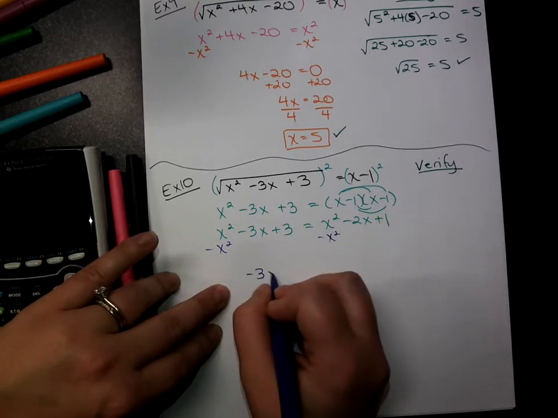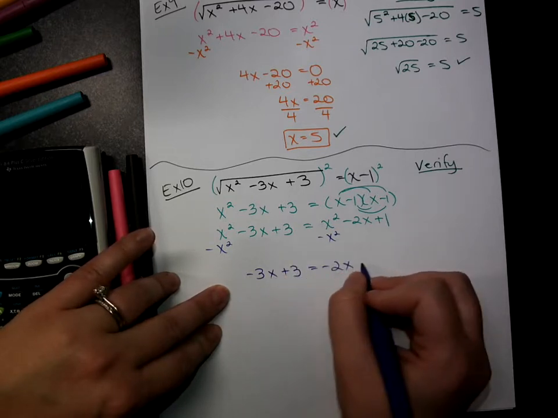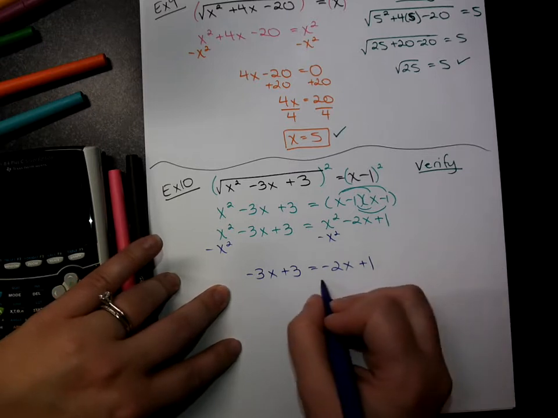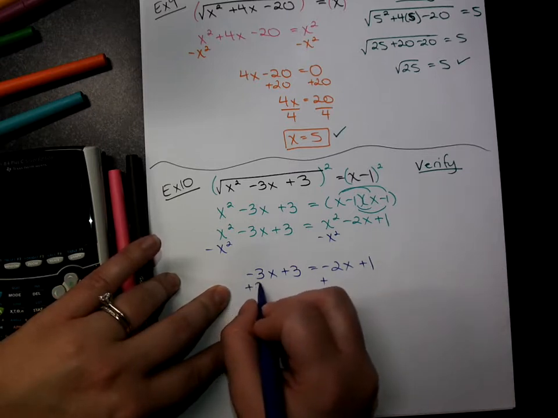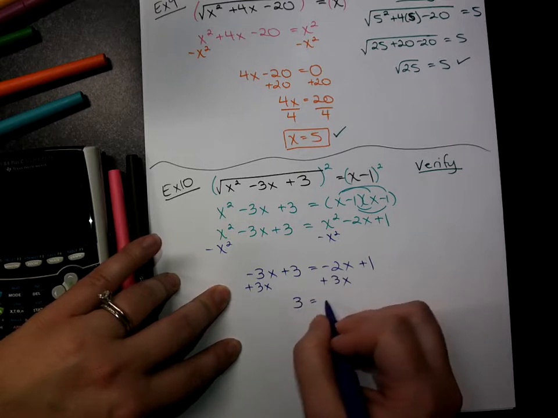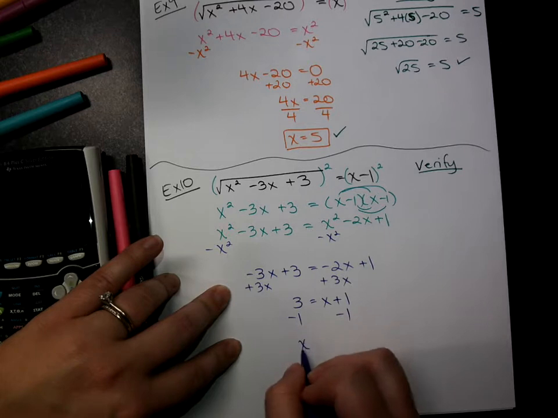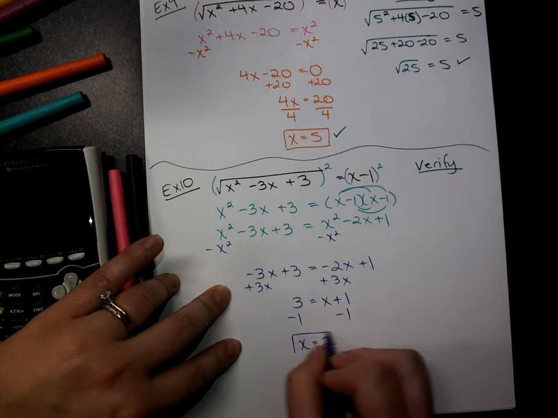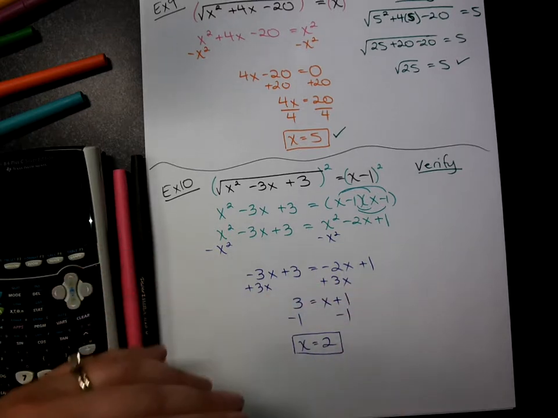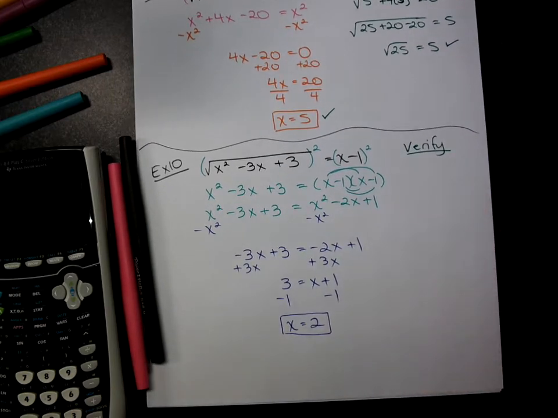So I really just have negative 3x plus 3 equals negative 2x plus 1. So I think I'll add 3x to both sides. You can solve this however you want to. That would be x plus 1, and then I'll move the 1. You should get x equals 2, and you can be comfortable solving that in whatever order you want. Now we need to verify that.